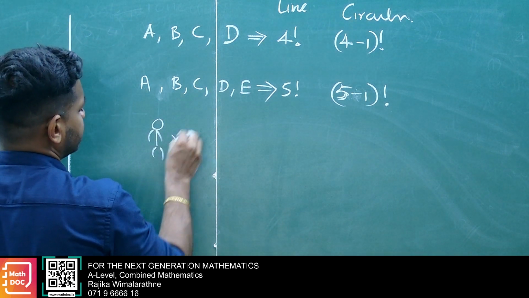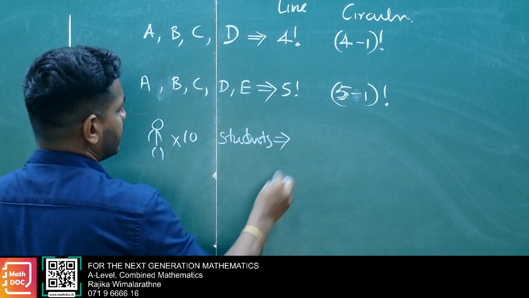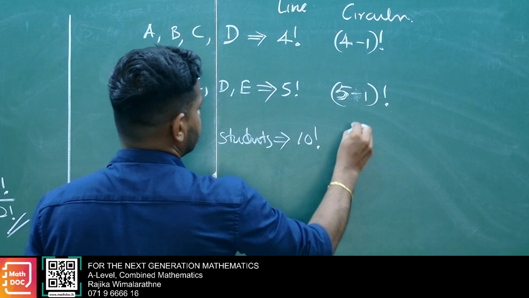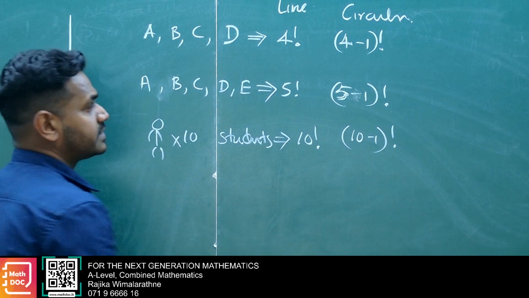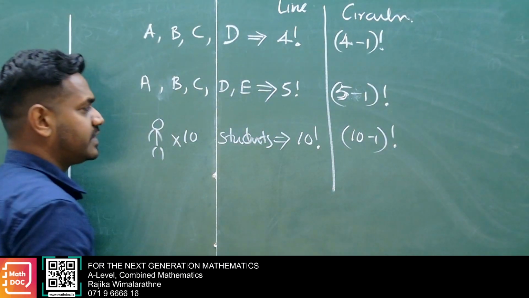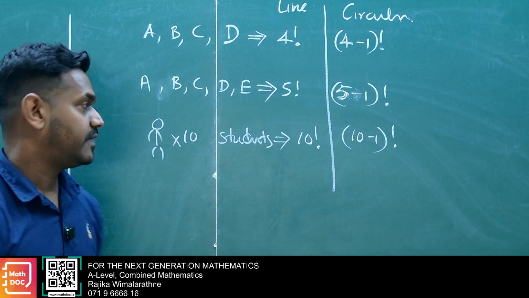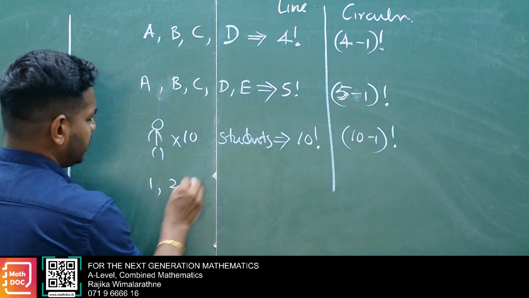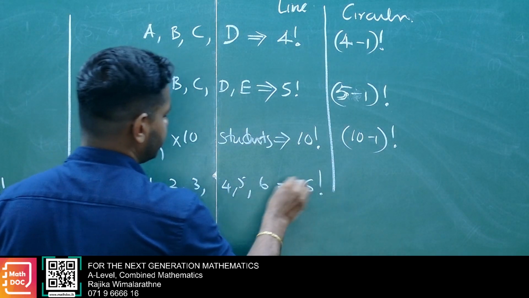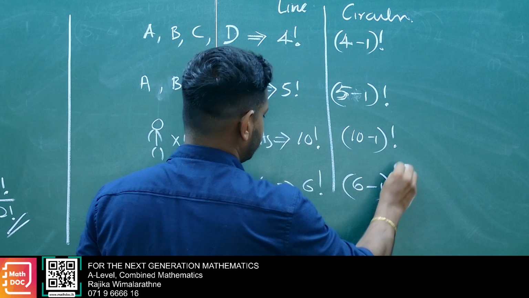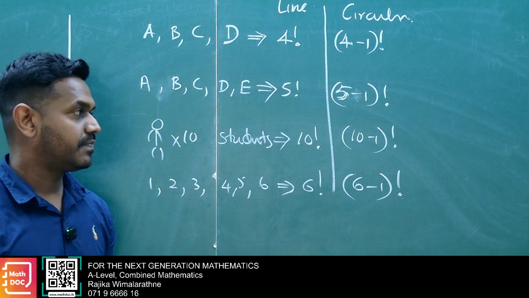Then 10 items: 10 factorial, and circular arrangement 10 minus 1 factorial. For distinct objects you can do it that way without repetition. Here 1, 2, 3, 4, 5, 6: then 6 factorial, 6 minus 1 factorial.